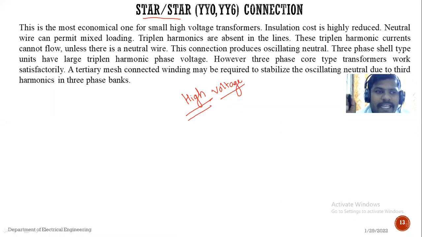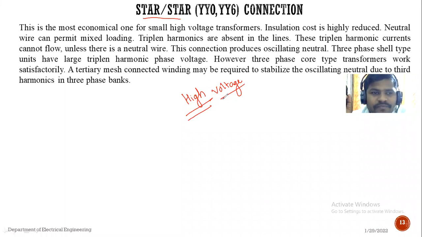So three phase shell type units have a large tripling harmonic phase voltage. According to construction of a three phase transformer, there are two types of construction: one is core type construction, the second is shell type construction. If the three phase transformer is constructed as shell type, this unit has a large tripling harmonic or large third harmonic component in the phase voltage. However, in a three phase core type transformer, it will work satisfactorily. That means there is no third harmonic in case of a core type transformer. So according to our requirement or application, we decide which type of connection is suitable, whether it may be core type or shell type transformer, whether star connection or delta connection is suitable, or star star, delta delta, or delta star.